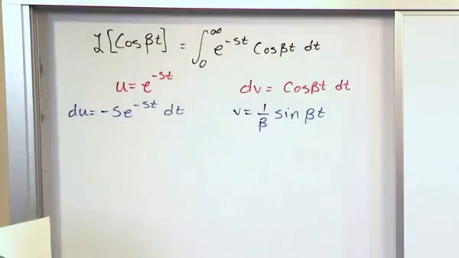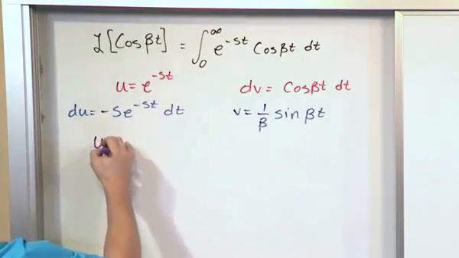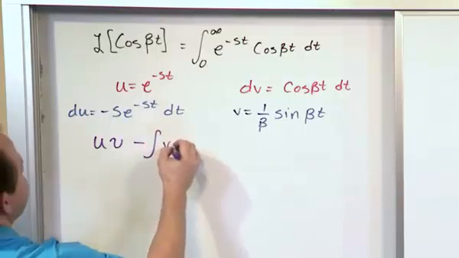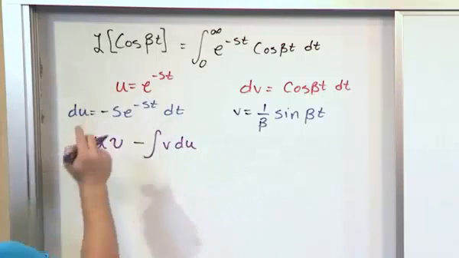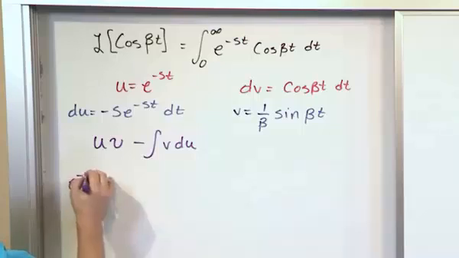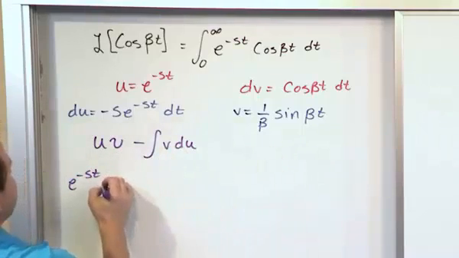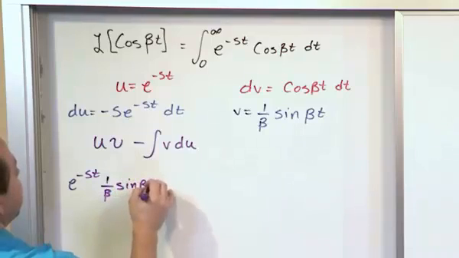Now we have to actually pull it off. So we say uv minus the integral of v du. u is going to be this, so we'll have e to the minus st. v is going to be this, so we'll have 1 over beta sine beta t.